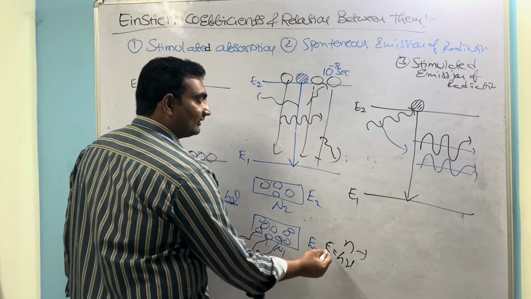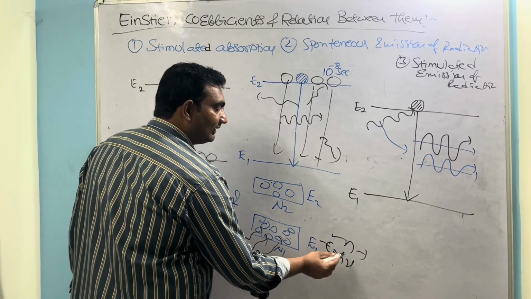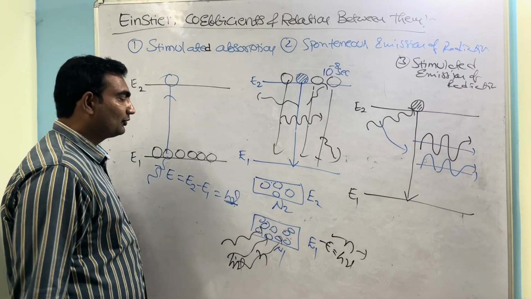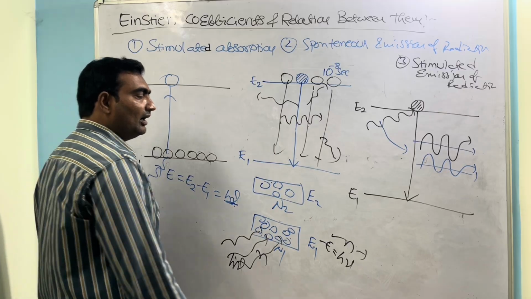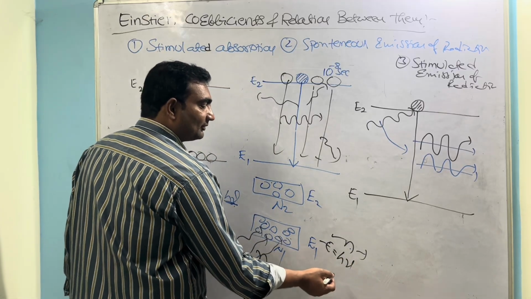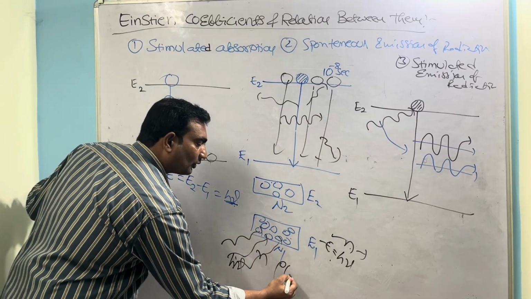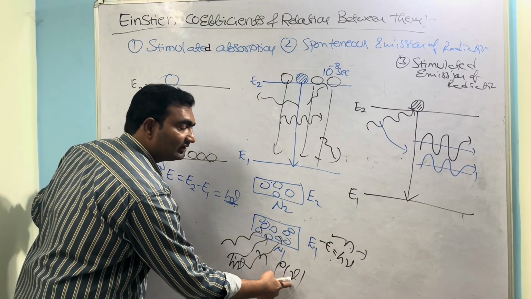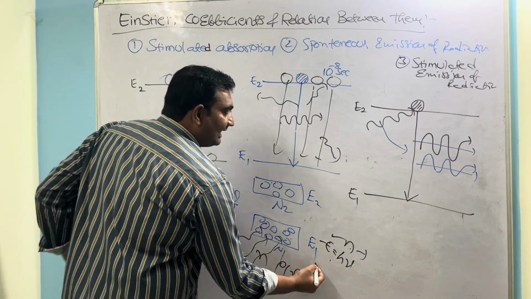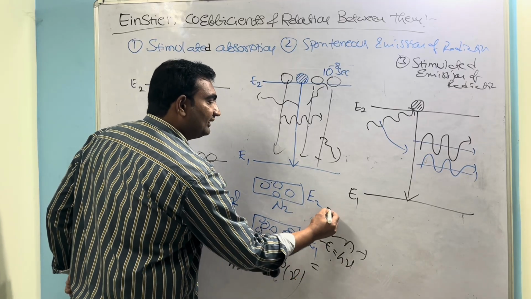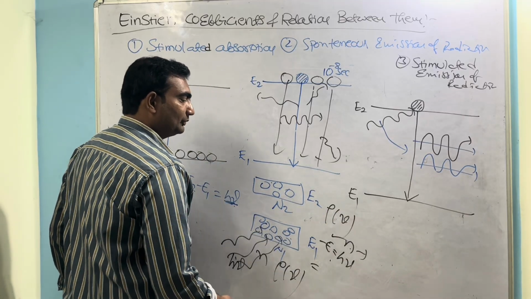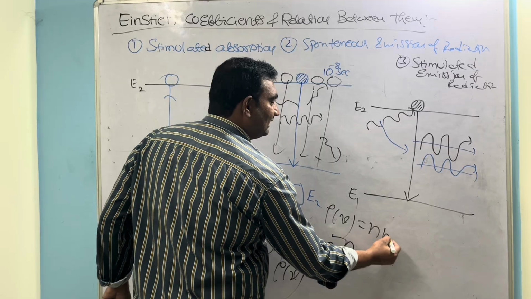So now this is the count, and this is the energy. I am combining these two parameters, the count as well as the energy. Then we get a particular term called rho of nu, the energy density of the incident photons. Rho of nu can be written as n h nu.